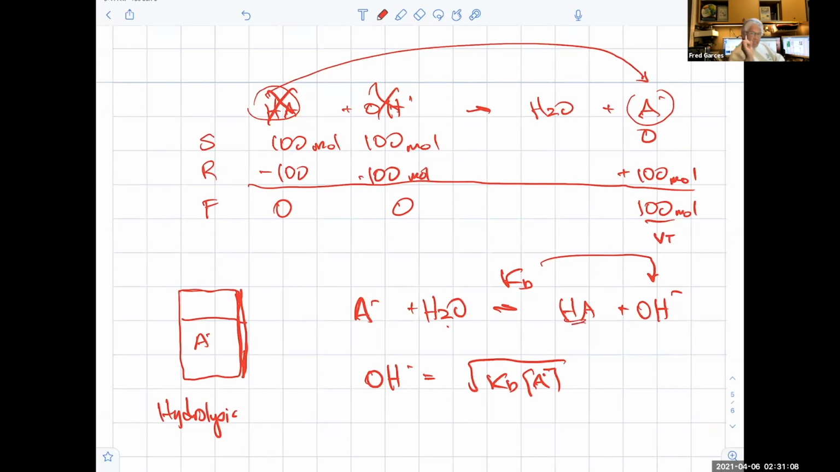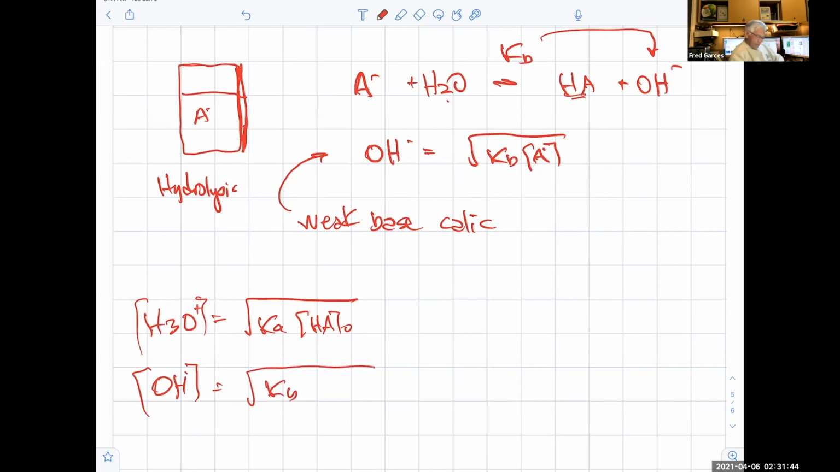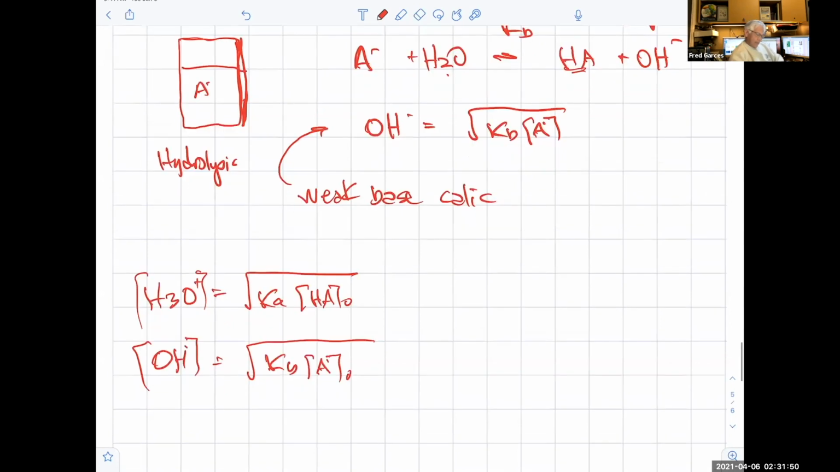Now, it's not a buffer either, okay? What happens is it's a weak base calculation. And in a weak base calculation, we can use that. Remember the equations that I showed you. H3O plus is equal to the square root of the Ka times the acid initial concentration. The hydroxide ion concentration is equal to the square root of the Kb times the concentration of the conjugate base initial.